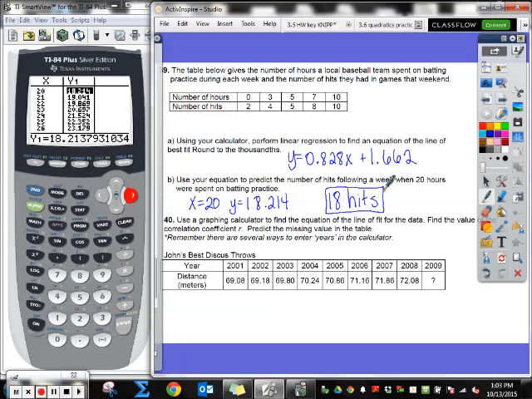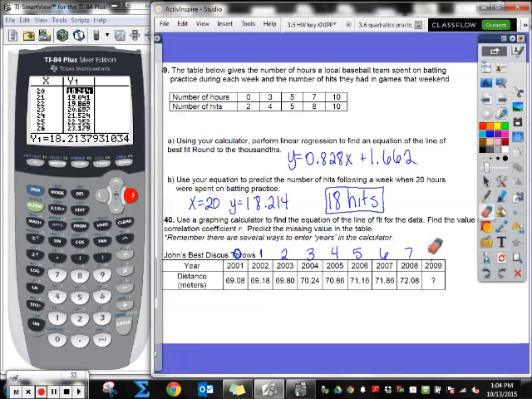Number 40, we're going to use a graphing calculator again, and we're going to find the correlation coefficient and predict the missing value in the table. And remember, there are several different ways that we can do our years for our numbers. I think I am going to use numbers. So I'm going to let 2001 be my first year. It's going up by ones. So I'm going to put 2, 3, 4, 5, 6, 7, 8.